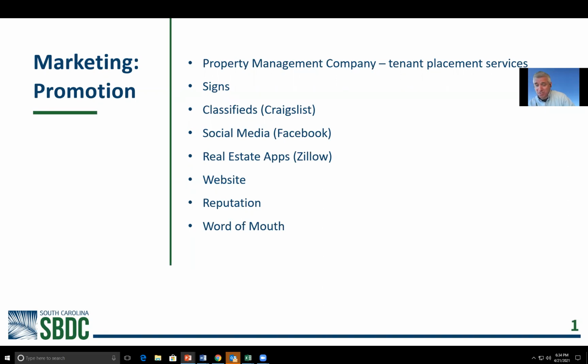And it's a good service because they'll find you a quality person. They'll do all the background checks. They'll do the screening, all the figuring out, right? And then the person moves in, and then you just start collecting your money. You can always put a sign out in the front yard. That actually works. You can put it on Craigslist. You can put it on Facebook now.